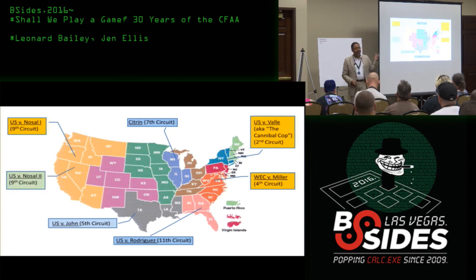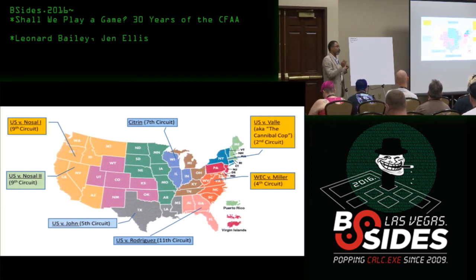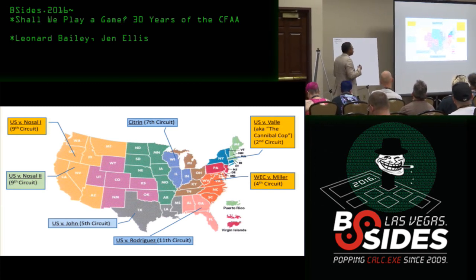To make this more complicated, there was a second Nozzle case. The gentleman Nozzle, who was acquitted because of the reversal the first time around, was re-prosecuted by the government under a different theory under the CFAA. As opposed to saying he exceeded authorized access, the argument was he didn't have access to start off with, because he had left the company and had his privileges revoked, and therefore when he used other people to get access to that information, he essentially was doing so without authorization.